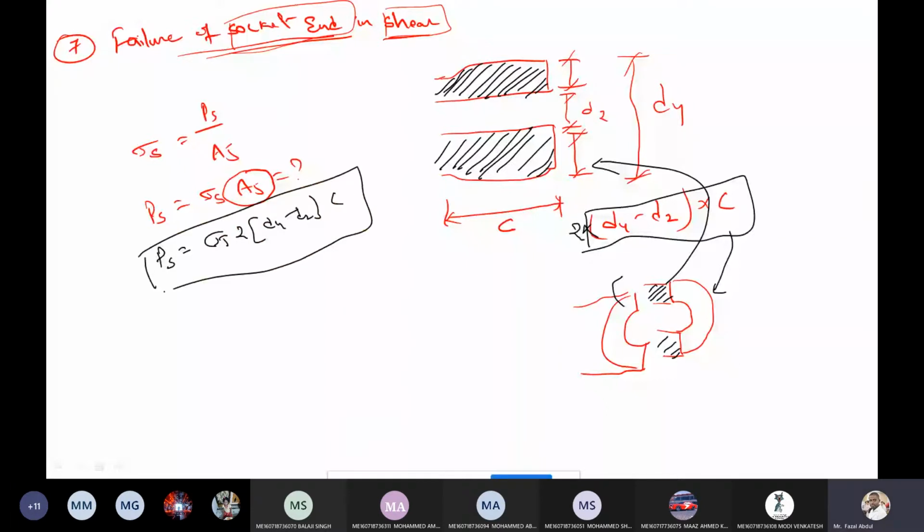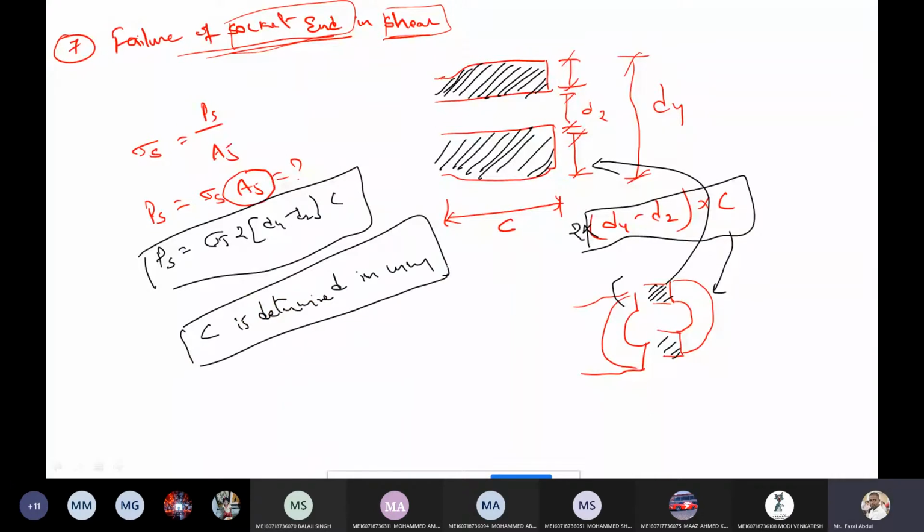Now with this, C is going to be determined in mm. Because this is a derivation I'm writing here, C is determined in mm. If it is a numerical problem, then you have to write the C value here. Now the next point.